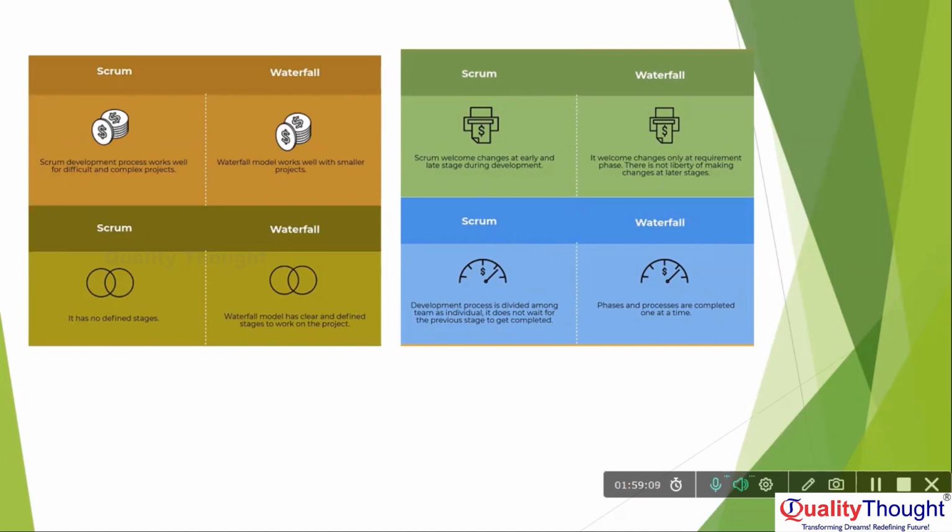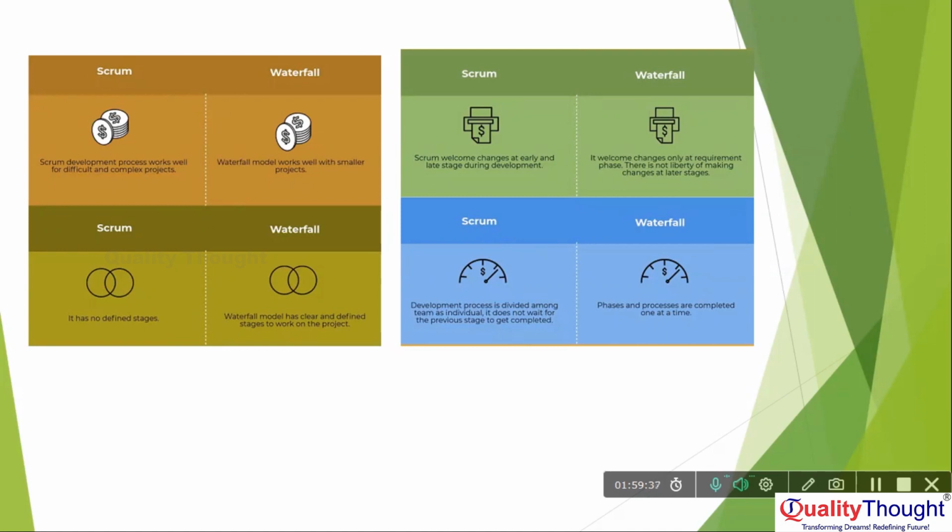In Scrum, there are no stages. You have a user story, you have to complete it. Whereas in waterfall, you have stages: requirement phase, analysis phase, design phase. Scrum welcomes changes, because only one sprint effort will be gone. There will not be a complete change, only 1 or 2 changes. That means you are wasting only 1 or 2 days of work.